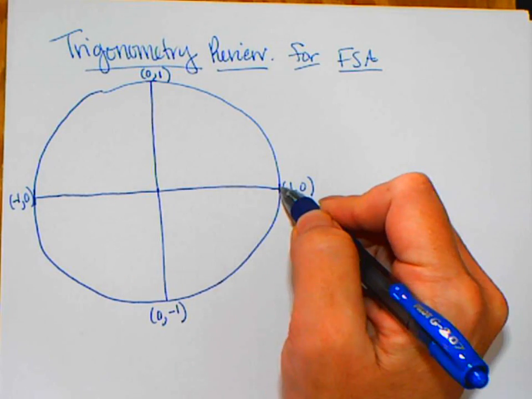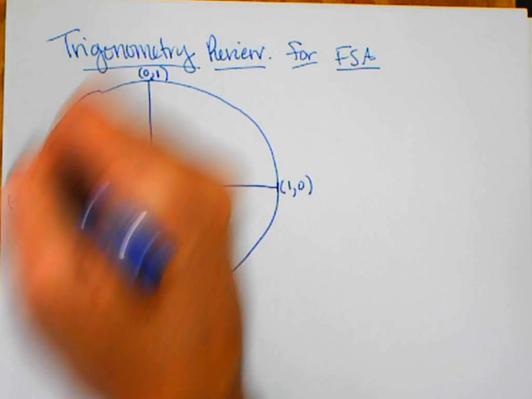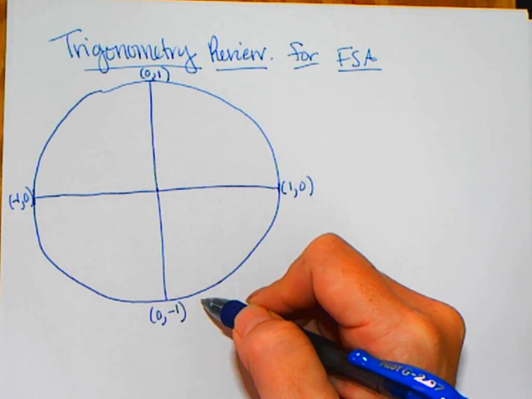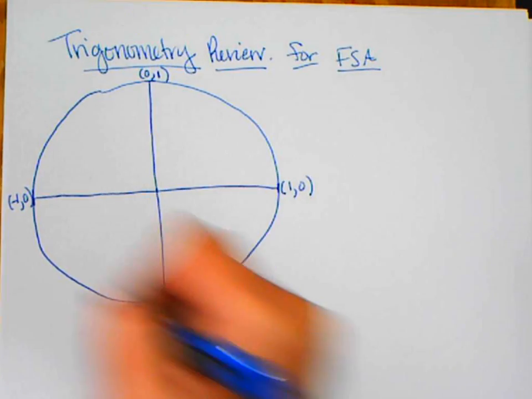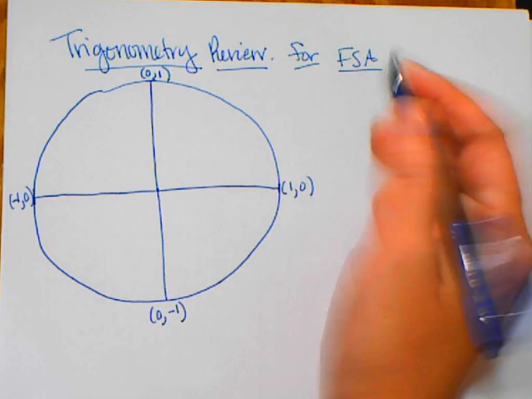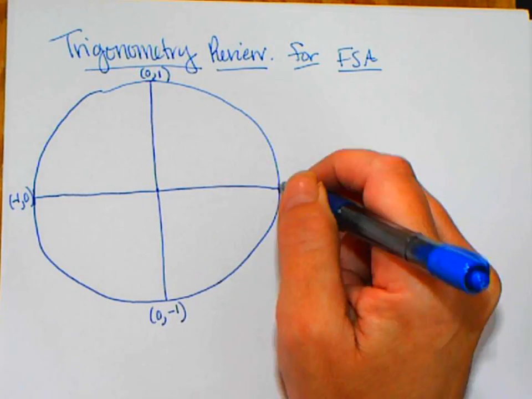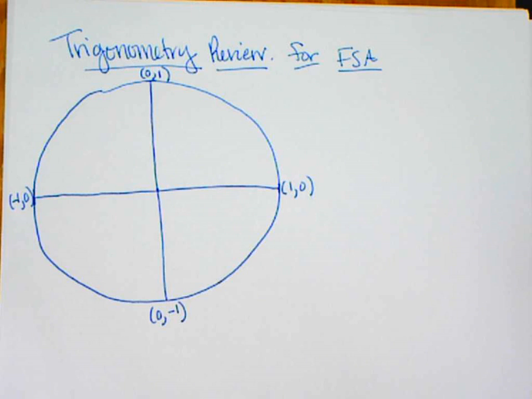Remember, if you start at the initial side and your terminal side goes counterclockwise, your angle is positive, right? But if you start at your initial side and your terminal side goes clockwise, you have a negative angle measure. So like this would be from here to here, that would have a negative degree. Okay, so that was initial side and terminal side.